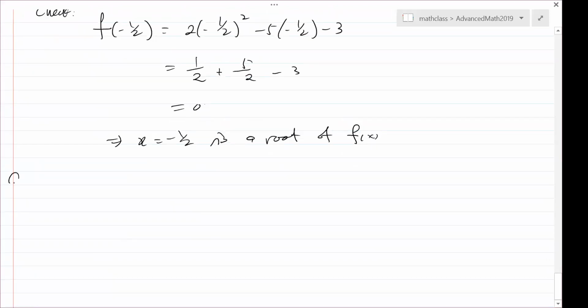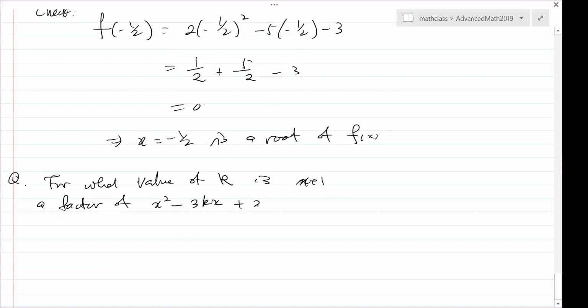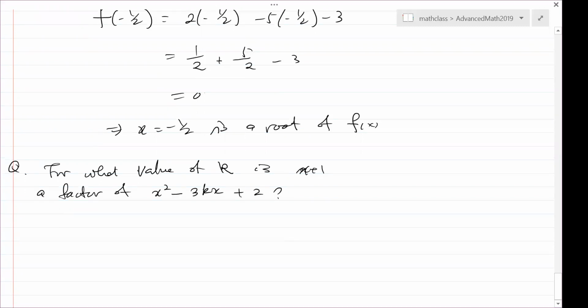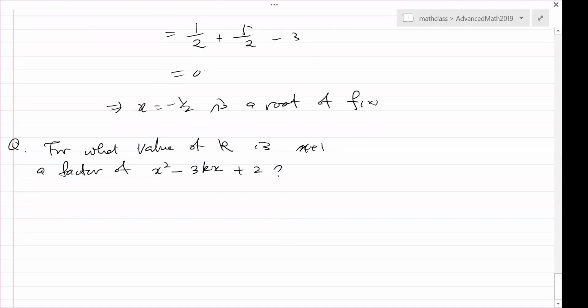All right, I'm going to ask you to try this. For what value of k is x plus 1 a factor of x squared minus 3kx plus 2? So you have to determine the variable k so that x plus 1, which is already pre-given, should be the factor. You know, sometimes you have to make up a problem, right? So the x plus 1 is a factor. And to do that, you need to modify the coefficients.